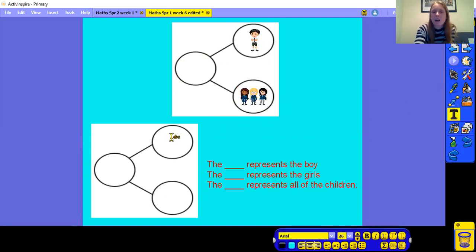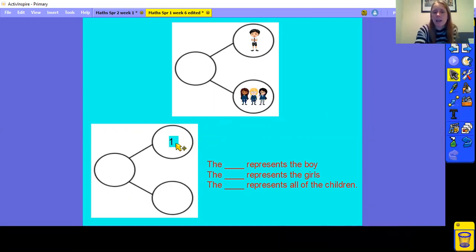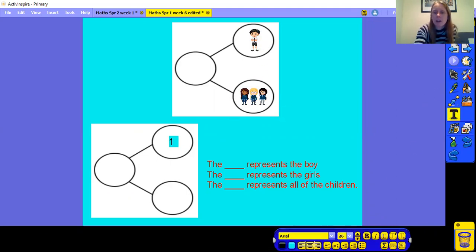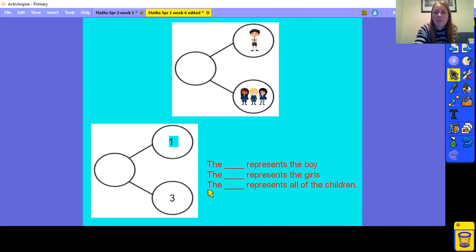So here I'm going to represent how many boys we have. What number will I need? That's right, I'll need 1. There is 1 boy. The 1 here represents the boy. This time I'm going to write a numeral to represent the girls. What numeral will I need? How many girls are there? 1, 2, 3. I need the numeral 3. The 3 represents the girls.